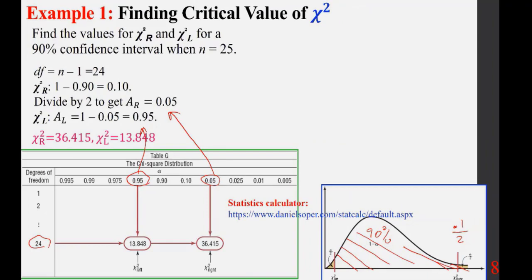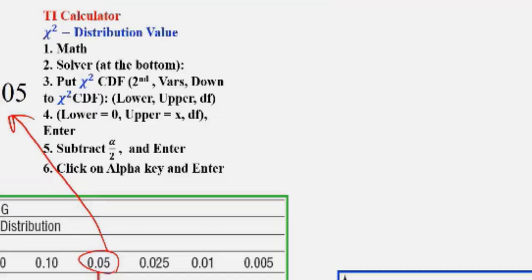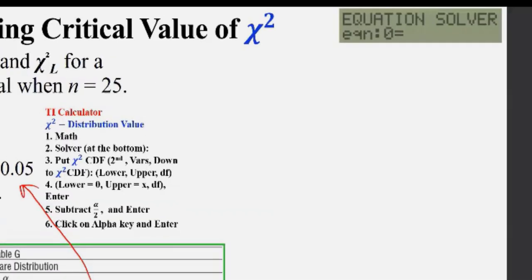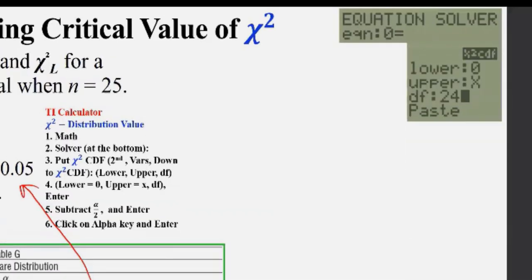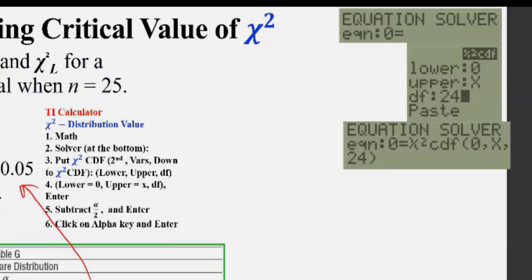I'm going to show you how to use a TI calculator. It is really probably not worth going through the process. It's very, very long. So you go to the TI calculator. In order to get to the chi-squared distribution value, you have to click on Math Solver, put in chi-squared CDF, and the lower, upper, and all of the above, which means you have to use the equation solver: lower, upper, and then it reads the answers for you.